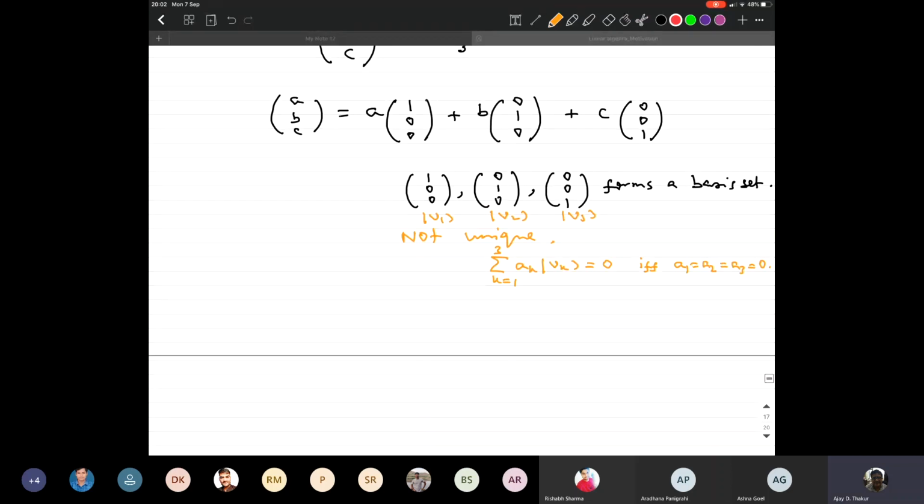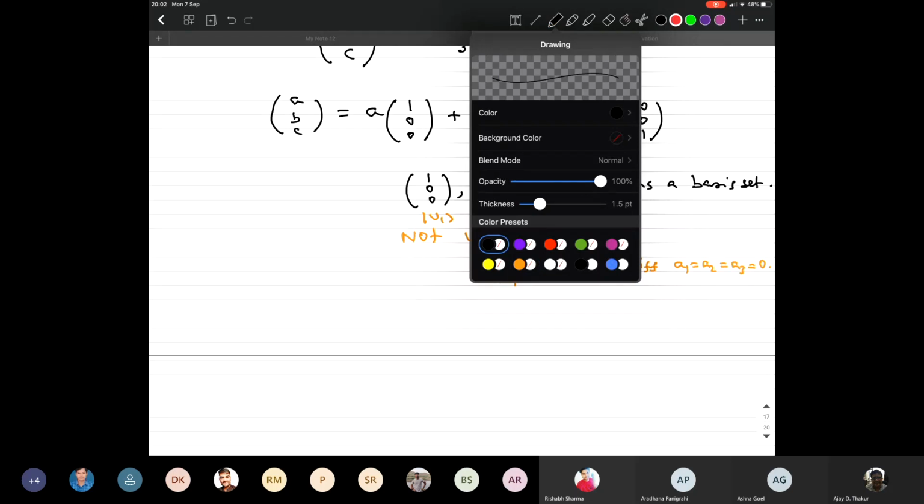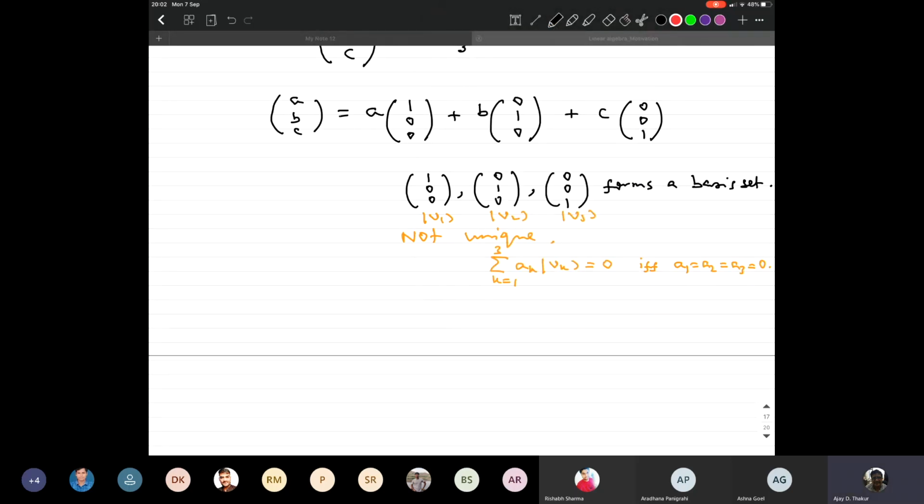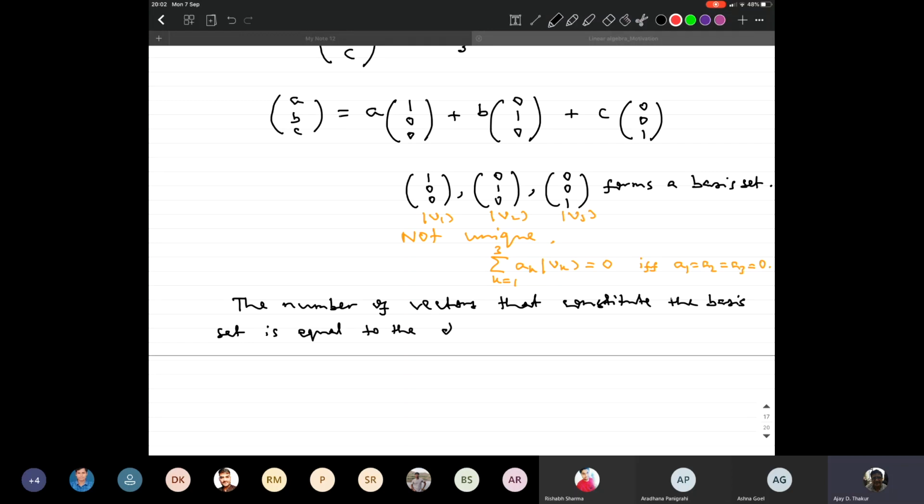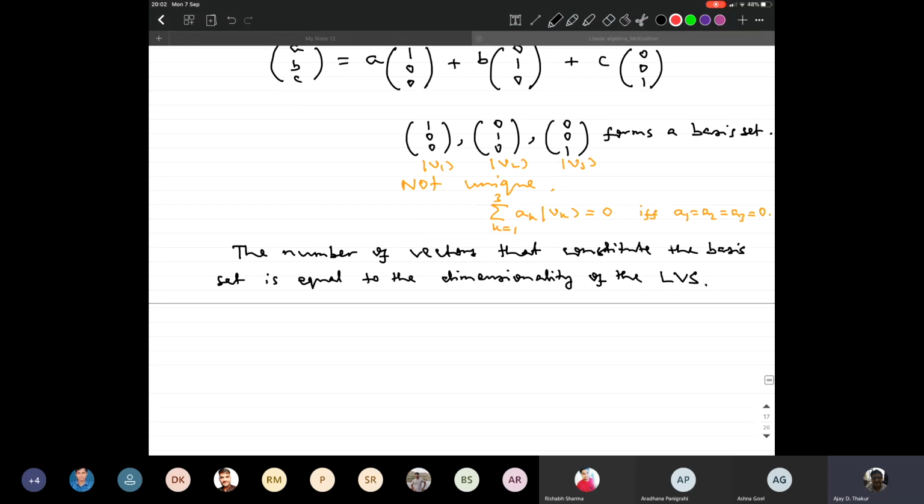And then this idea of dimensionality. So the number of vectors that constitute the basis set is equal to the dimensionality of the linear vector space. So this is again crucial.